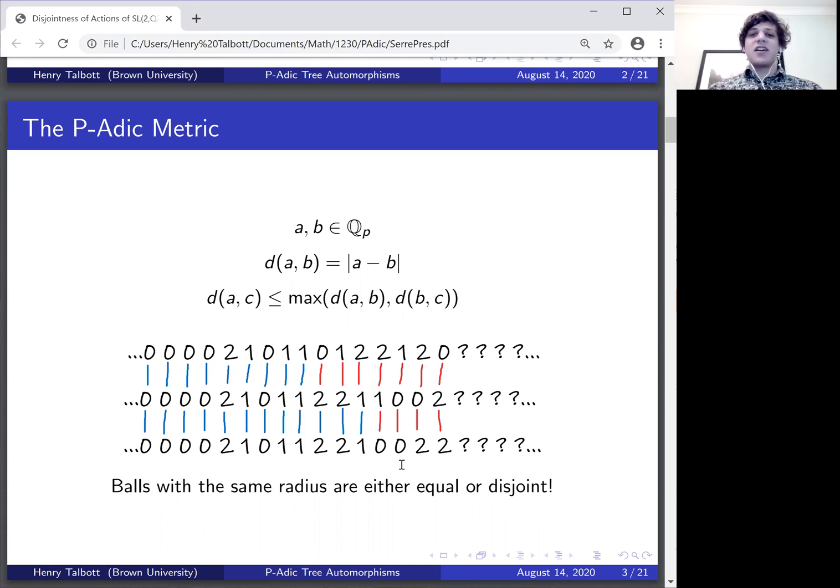For instance, all triangles are isosceles, and if we have two p-adic balls with the same radius, remember that all radii will be of the form p to the negative k, so there are only discretely many possible radii. If we have two balls of the same radius, either they're equal or they're totally disjoint. This will come into play in a second.